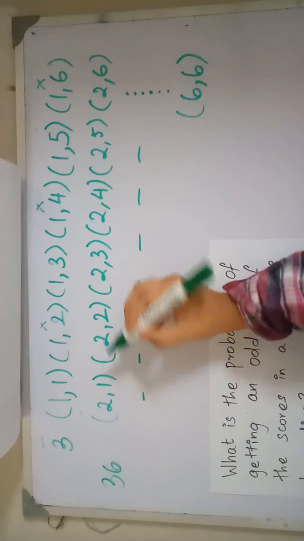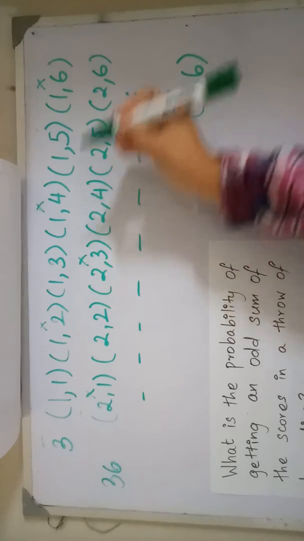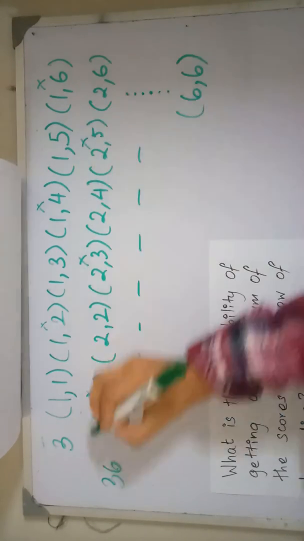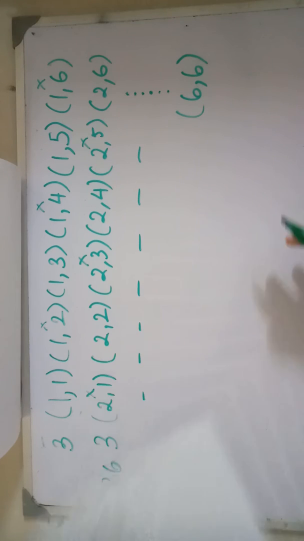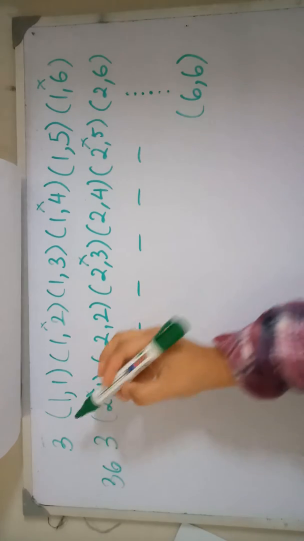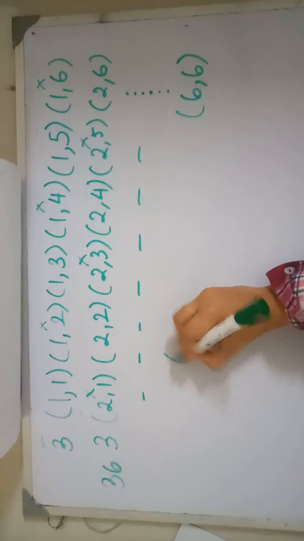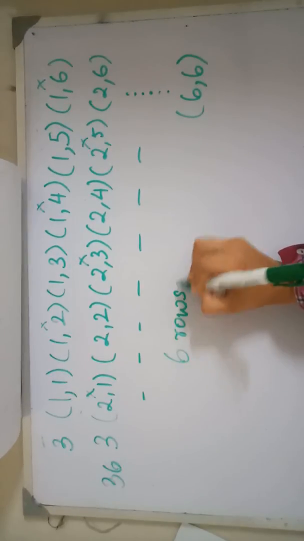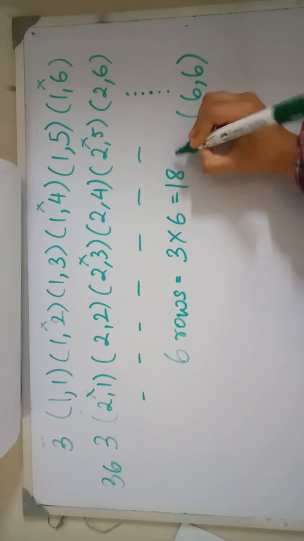Let's look at this row. This outcome is odd, this isn't, this is odd. So we have 3 again. We don't have to count for the rest of the rows. We can look at the pattern, and that is in each row there are 3 odd outcomes. So since there are 6 rows, we'll have a total of 3 into 6, which is 18 odd outcomes.